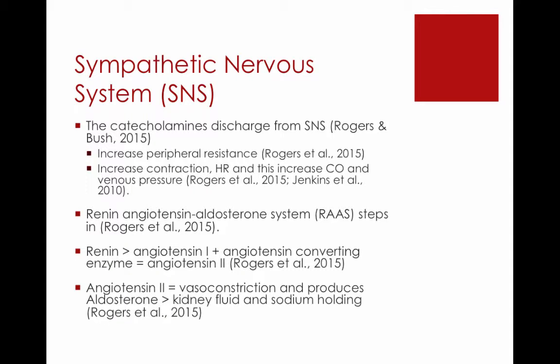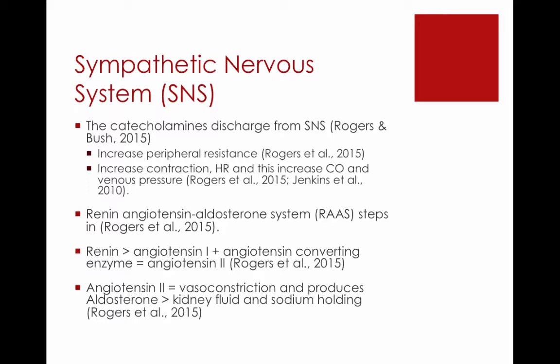So in cardiac failure, the epinephrine and norepinephrine beta receptors, or these catecholamines, are discharged from the sympathetic nervous system. This will increase peripheral resistance to the extremities as well as myocardial contraction, heart rate, thus increasing cardiac output and venous pressure. So after the sympathetic nervous system activates, the RAAS system steps in.